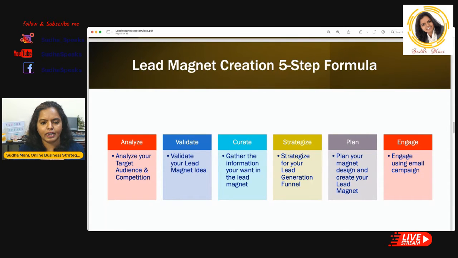So you start curating your information, then you strategize your lead generation funnel. Explain to people why they should be downloading your lead magnet. It doesn't have to be a long list, as long as it hits all the elements, so they can feel it and do it. You write a story of why they should download it and what benefits they are going to get from your lead magnet. It's almost like you're selling them that lead magnet idea, and then they download it. That is what strategizing your lead gen funnel is. And then you plan the magnet.